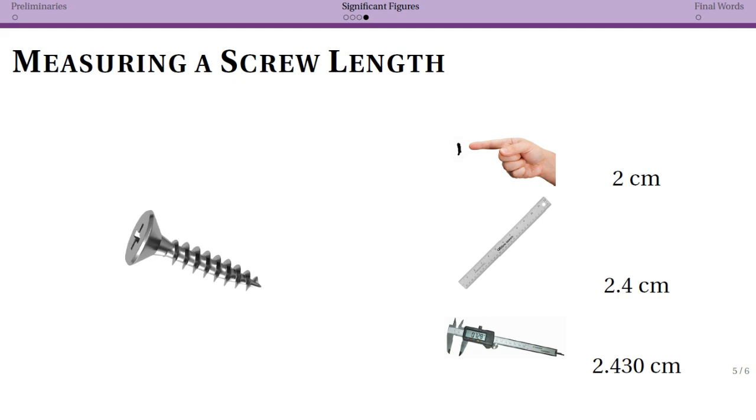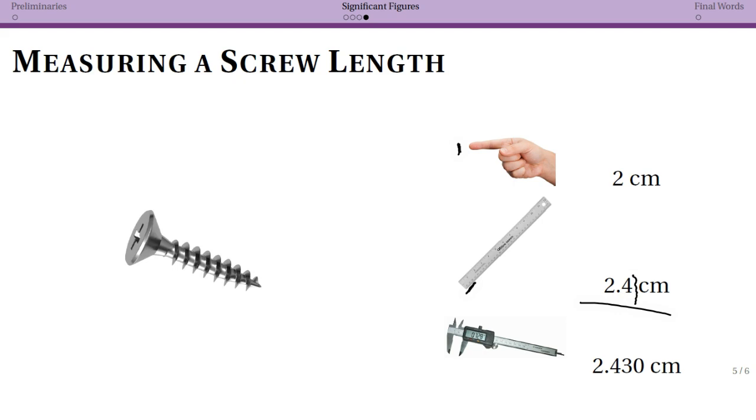On the other hand, I can use a ruler. And on this ruler, I've lined up my screw here, and I've measured 2.4 centimeters. Now, depending on the ruler, maybe I can actually get another digit here, but maybe not. So 2.4 centimeters, I've used a ruler.